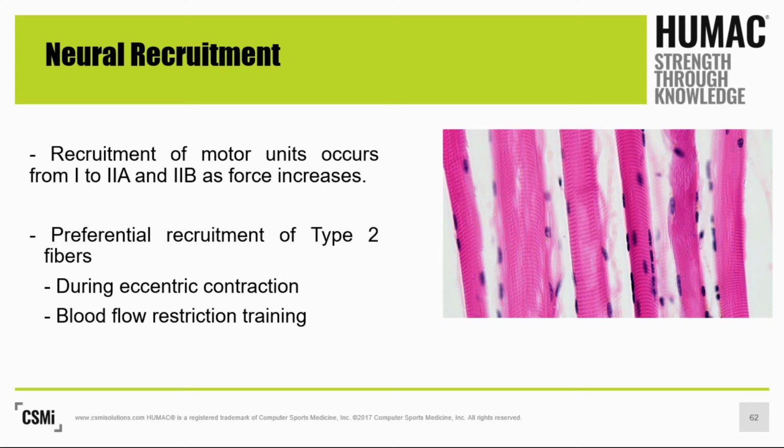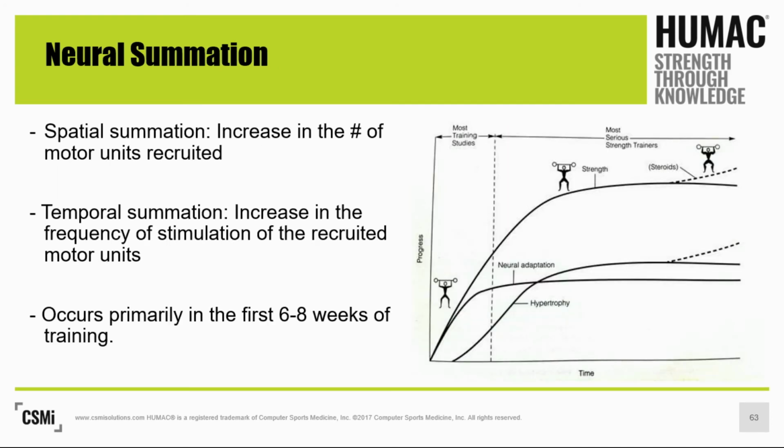During eccentrics, there's a preferential recruitment of type 2 fibers over type 1. The other way we kick in our type 2 fibers at low resistance levels is with blood flow restriction training. And there's multiple ways that you can combine blood flow restriction training with the dynamometer to use throughout the rehab process. When we get neurologic adaptation from strength training, it occurs through two main mechanisms, spatial and temporal summation.